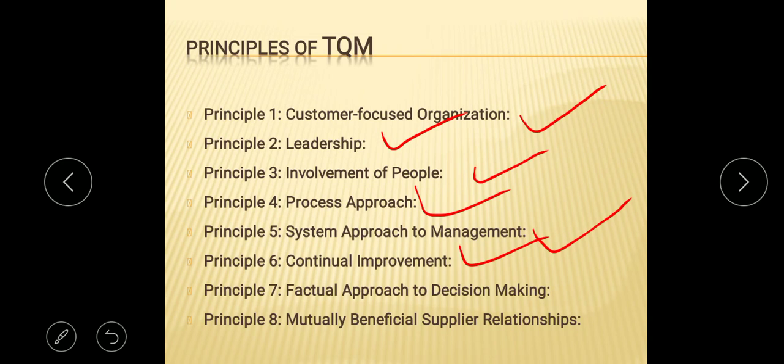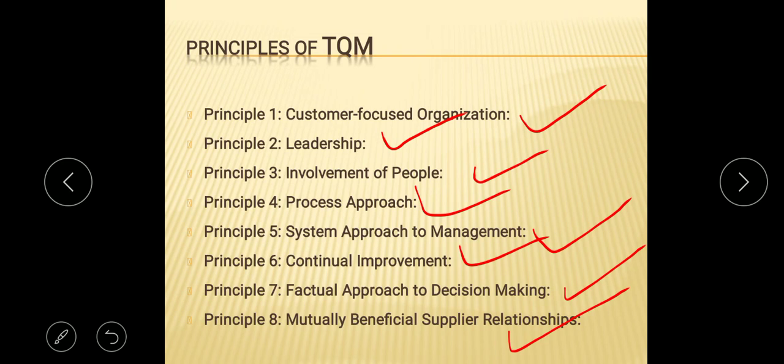Then, factual approach to decision making. Now, effective decisions and actions are based on the analysis of data and information. Then, mutually beneficial supplier relationships. This is the final principle. Okay, an organization and its suppliers are interdependent, and a mutually beneficial relationship enhances the ability to create value.